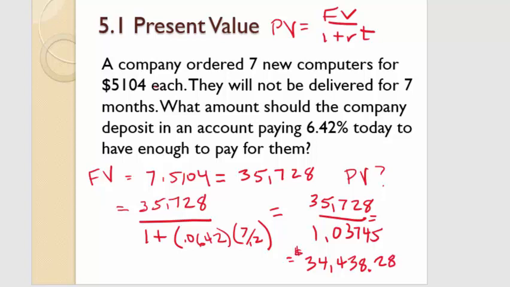Does it make sense to invest this amount in order to have $35,000 in the future? Yes, it does, because you'll invest less now in order to have $35,000 in the future. So this is my present value, and it's the amount that the company needs to invest in order to have what they need to pay for those computers in 7 months.